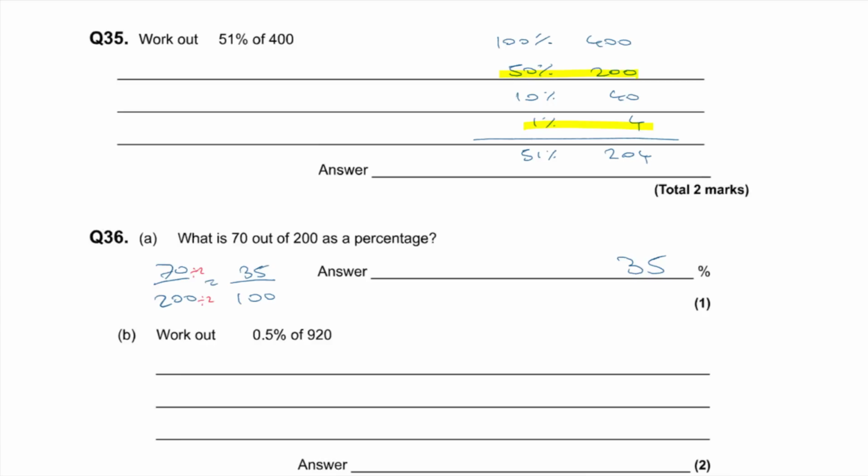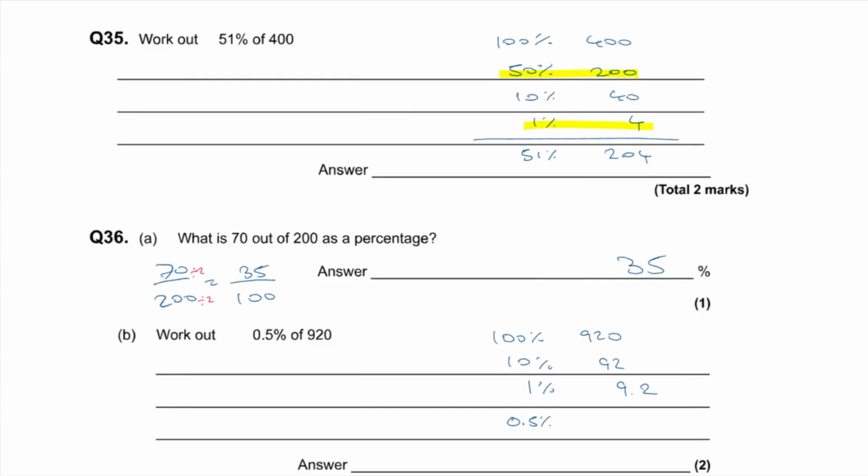B, work out 0.5% of 920. 100% is equal to 920. 10% is going to be a tenth of that, that's 92. 1% is going to be a tenth of 92, which is 9.2. And then 0.5% is going to be half of 1%.